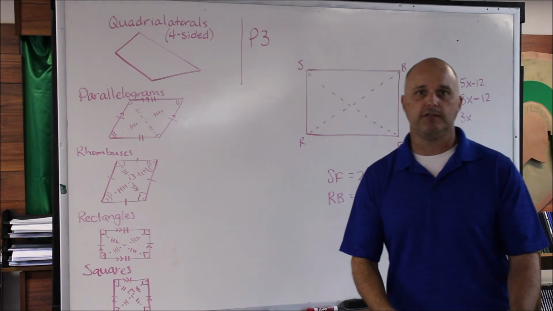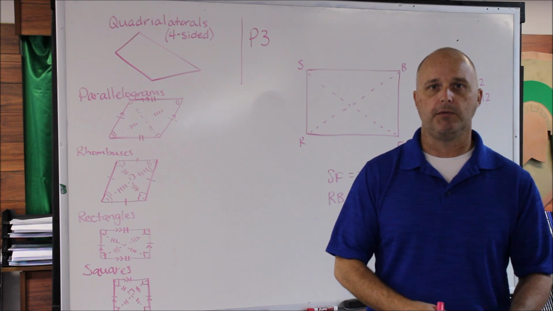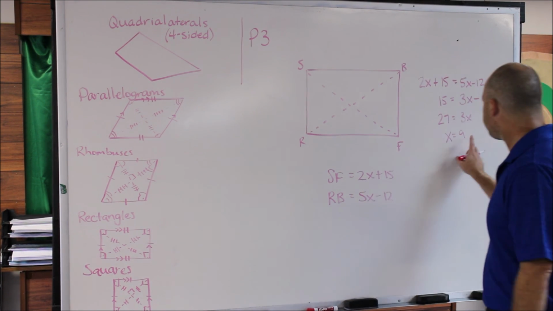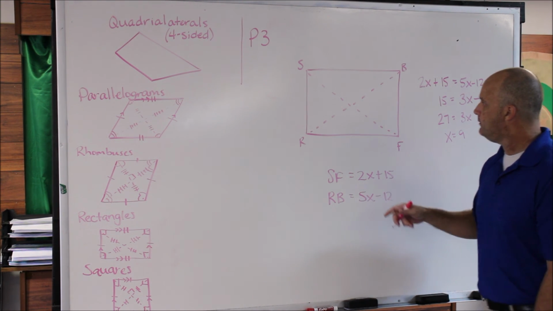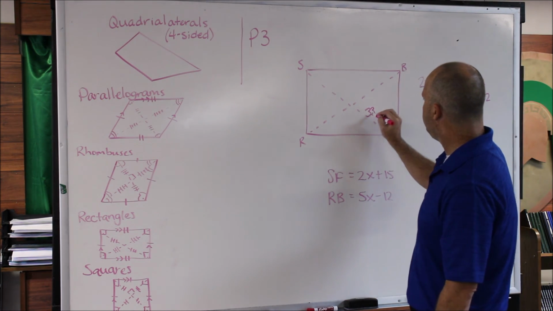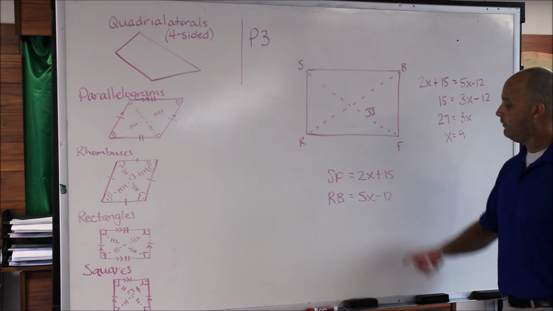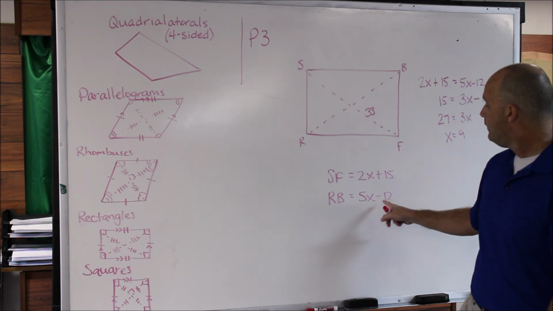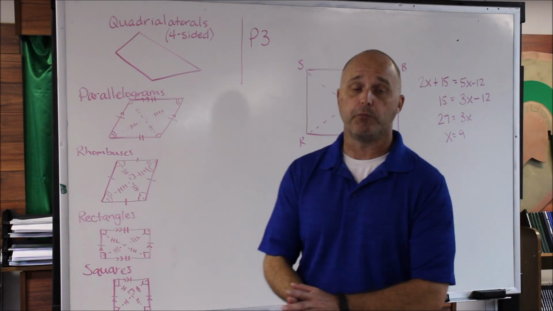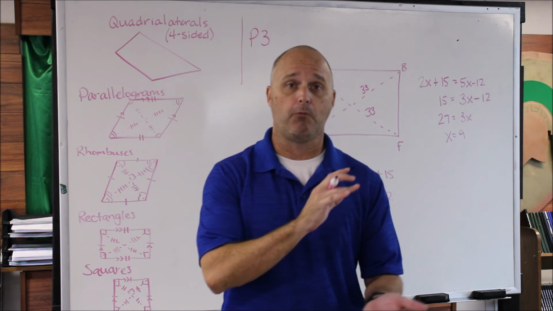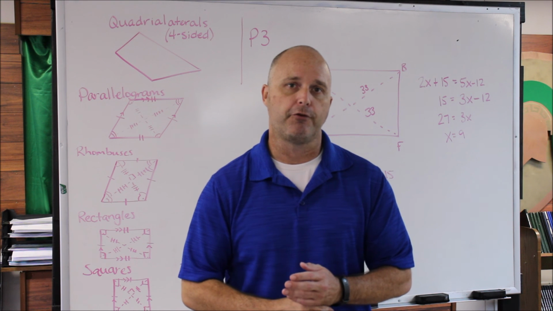So now we know that x is equal to 9, we can plug that back into either one of our original expressions to determine the length of the diagonals. So plug 9 in for x. 2 times 9 is 18, plus 15 is 33. So we get 33 for SF. To make sure that we've got the correct solution, plug 9 in here as well. 5 times 9 is 45, minus 12 is 33. And so we see that we get the same measure for both diagonals. That means that we came up with the correct solution, x equals 9, and both diagonals are 33 units long.